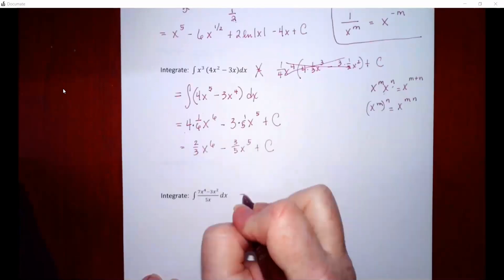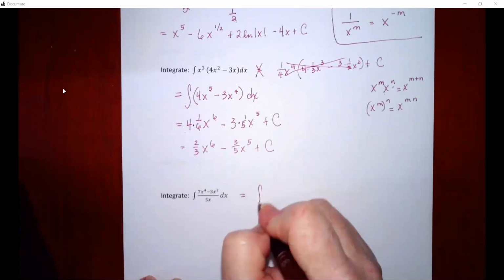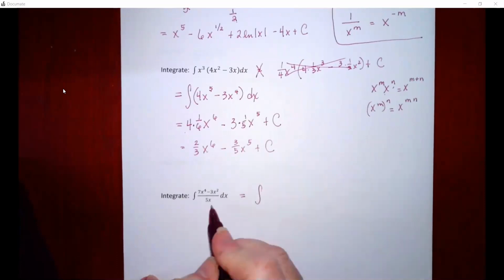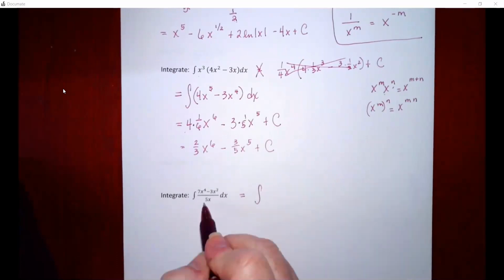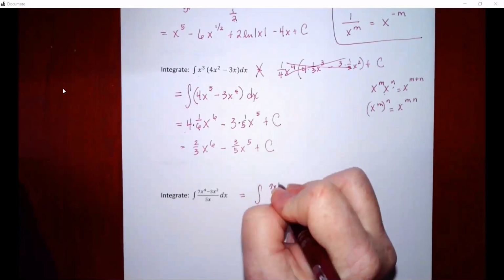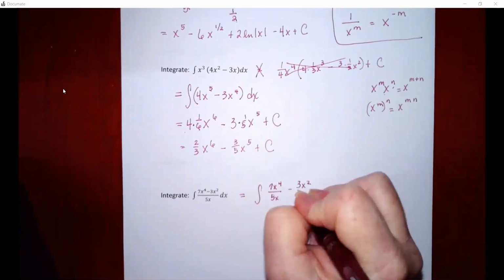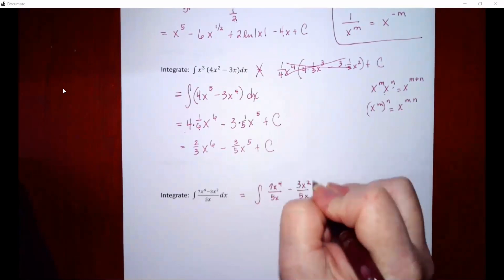Same problem here, except instead of having a product of functions, I have a quotient of functions. So how could I rewrite this? I just separate this fraction. Several ways you could go about doing this algebraically. For me personally, since there's just a single term in the denominator, I would think of this as 7x to the 4th over 5x minus 3x squared over 5x dx.